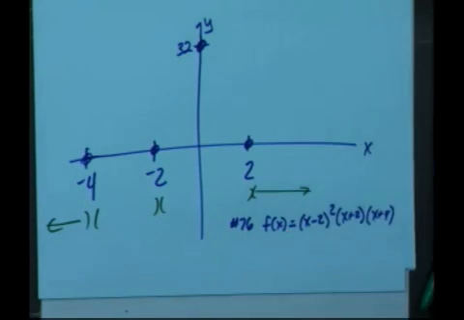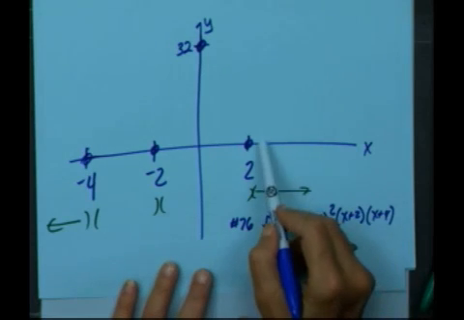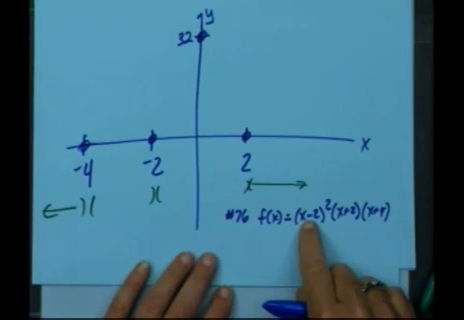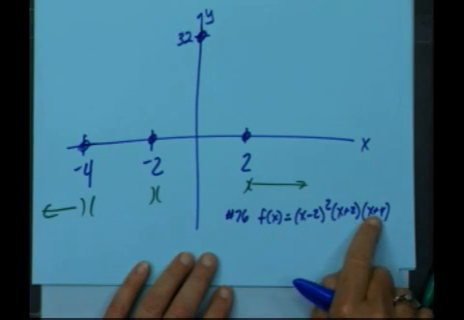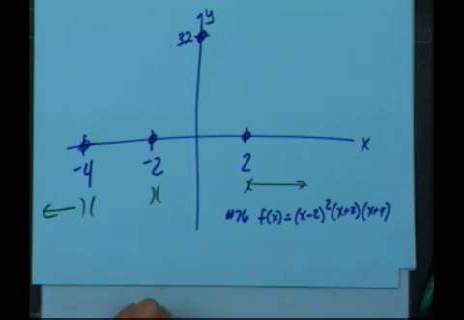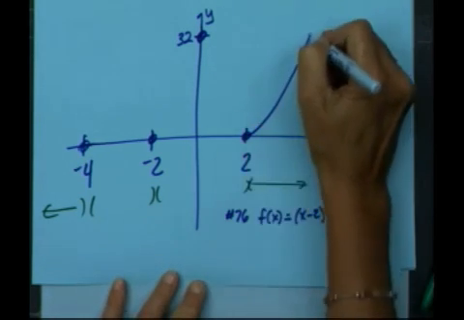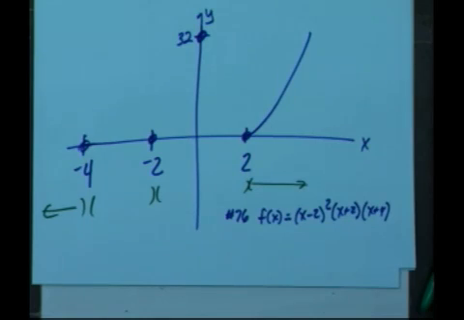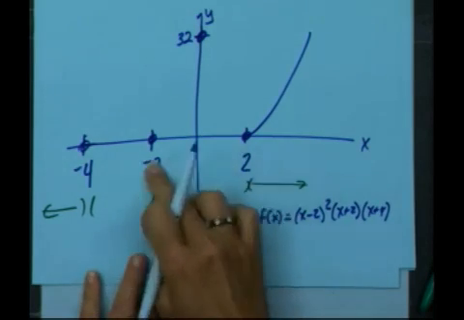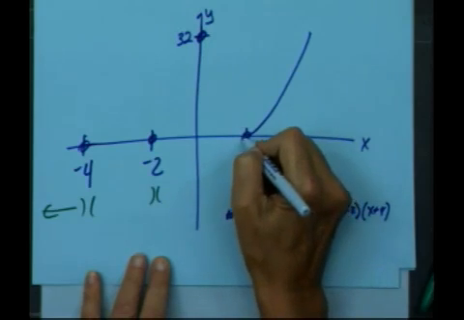I already know that, but we're going to pretend for a second we don't. Let's pick a number bigger than 2, such as 10. If you put a 10 in for x, all these values of these factors is positive. So we know the graph is going up. Everybody got that?